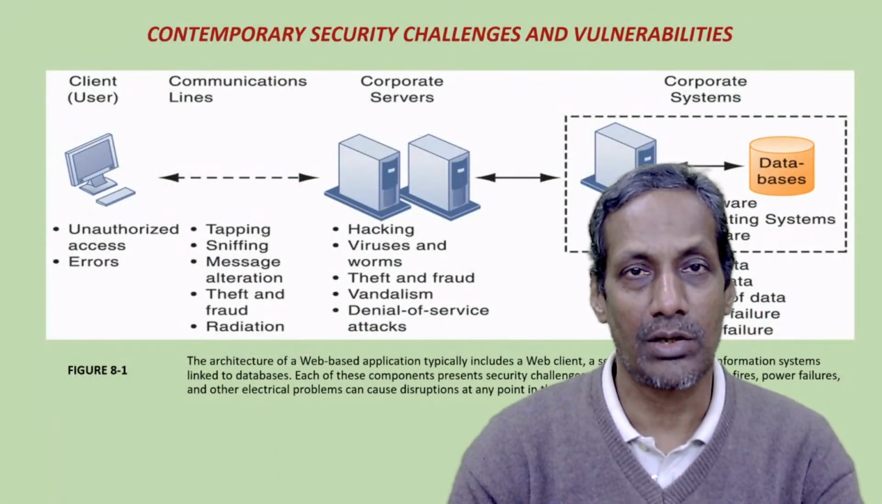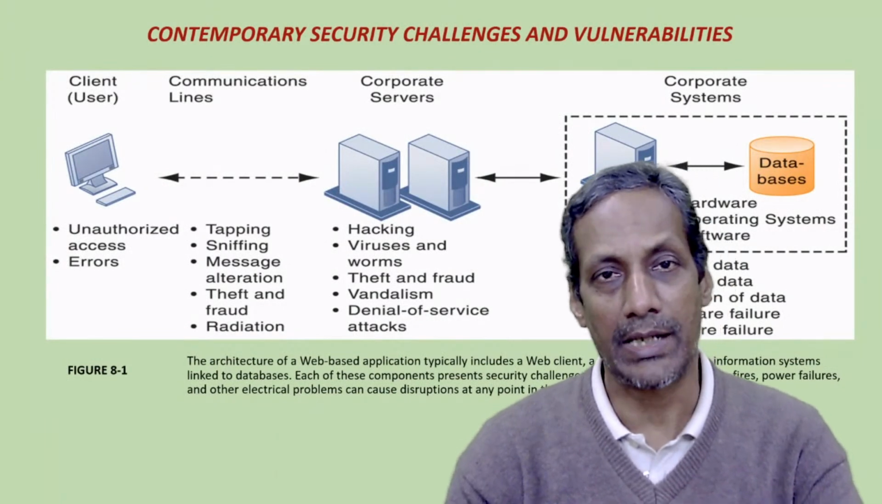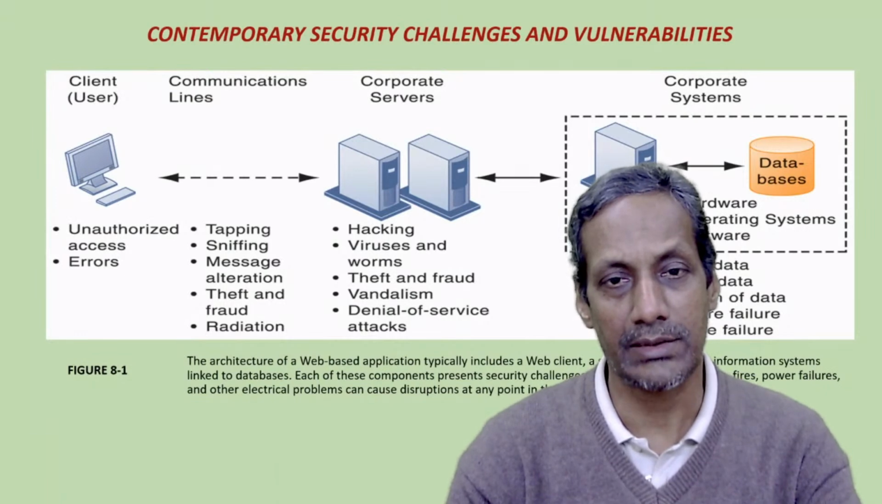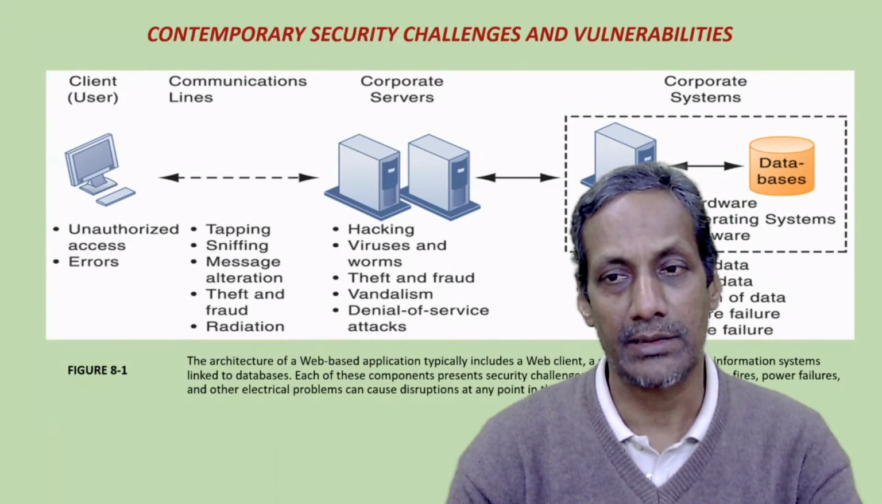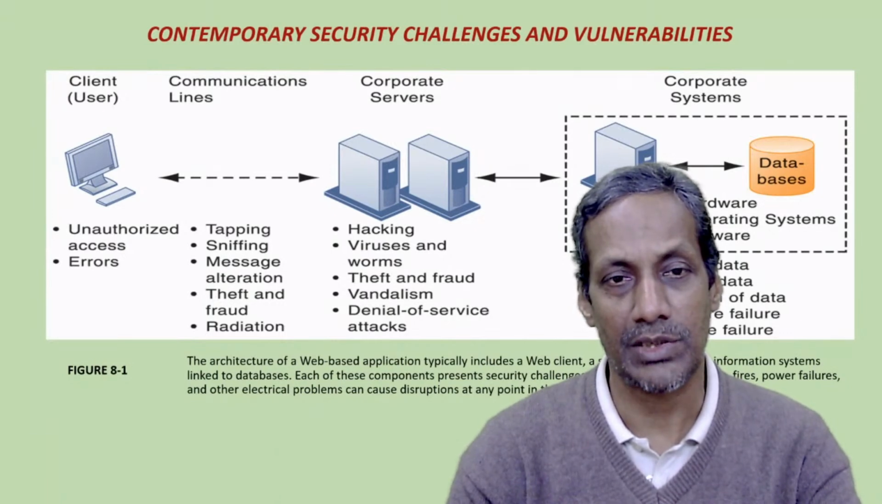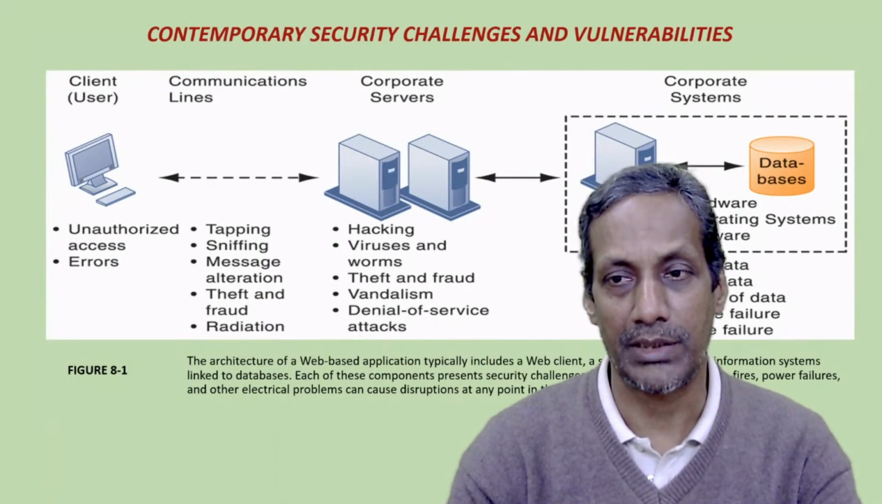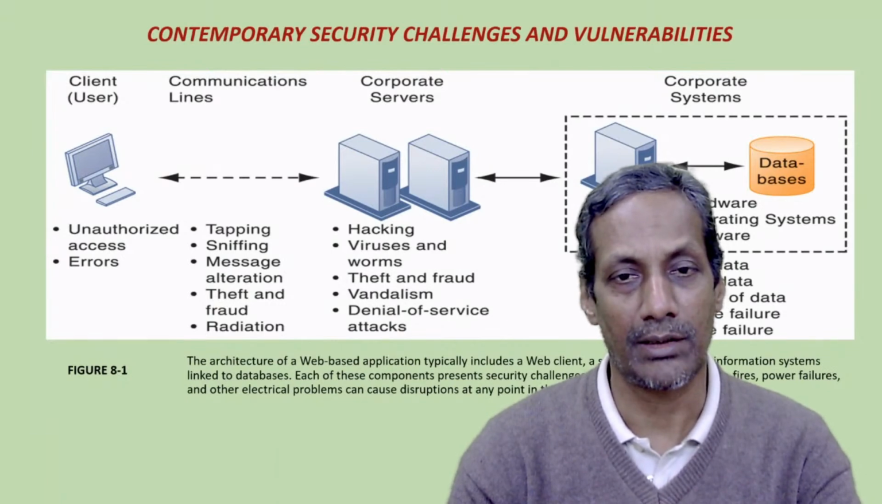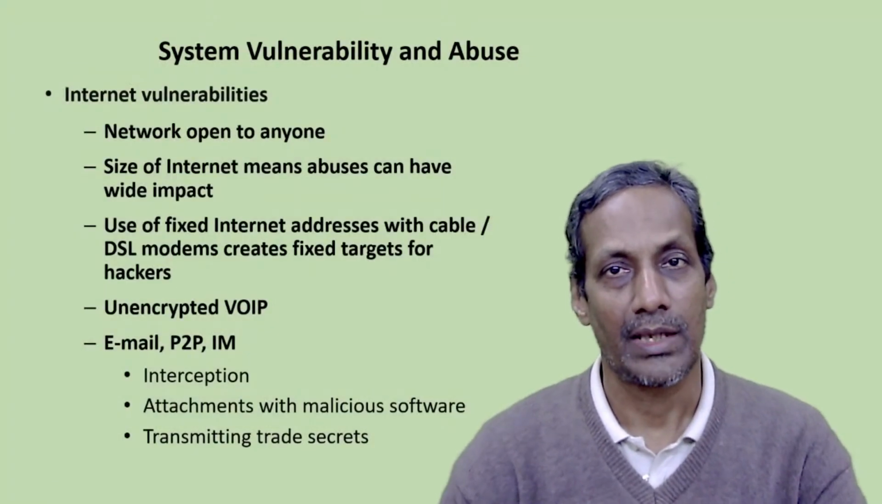So this shows the contemporary security challenges and vulnerabilities. The architecture shown here is the architecture of a web-based application, which typically includes a web client, a server, and corporate information systems linked to databases. Each of these components presents a security challenge and vulnerabilities. Floods, fires, power failures, and other related problems can cause disruptions at any point in the network, which needs to be managed.